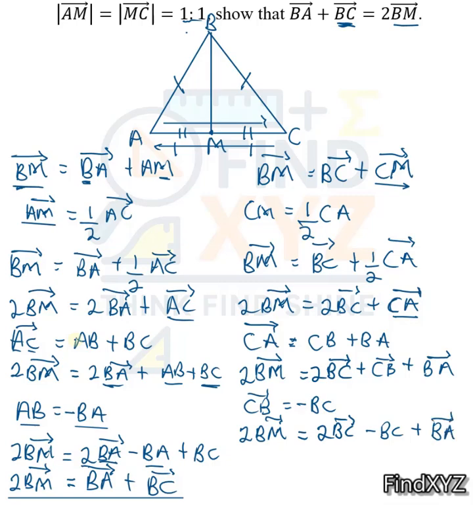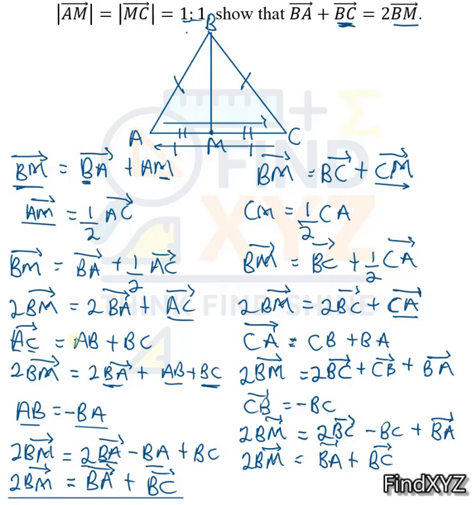Because I want it to match what you are given, I'll bring vector BA first. So twice of vector BM is equal to vector BA will come first, then 2 of BC and then minus of BC. That will give us plus vector BC. Now we have been able to establish that twice of vector BM is the same as vector BA plus vector BC. But we can also use another solution.